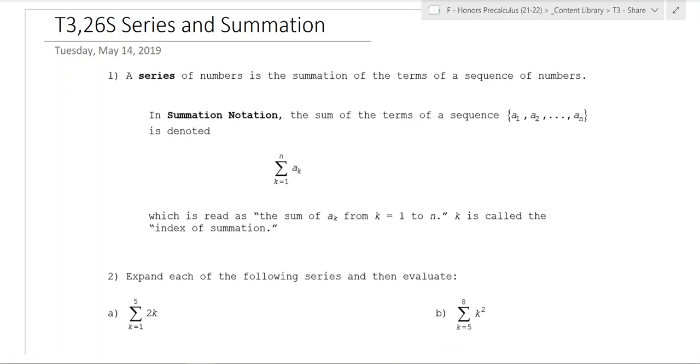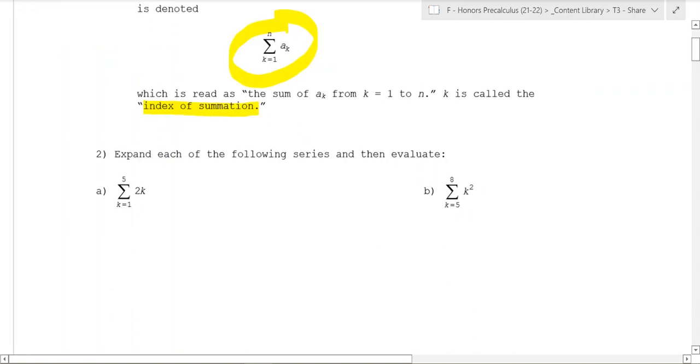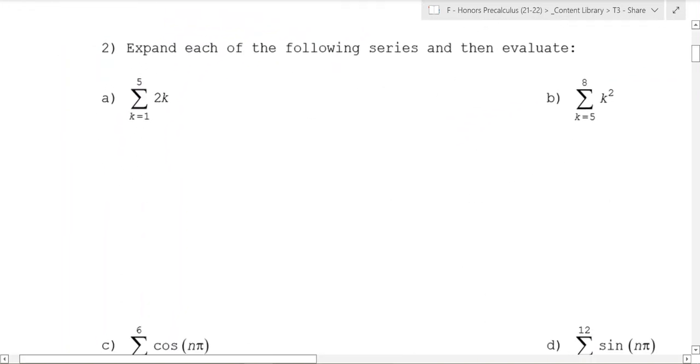A series of numbers is the summation of the terms of a sequence of numbers. So we're going to take a sequence and add all the terms together. So if we have some sequence that starts with A1 and then A2 goes all the way up to AN, we're going to add them all together. So this reads, the sum of a sub k from k equals 1 to n. k is called the index of summation. So what does this mean? It means we have a shorthand way of writing a sequence that we're going to add together, and then it's called a series.